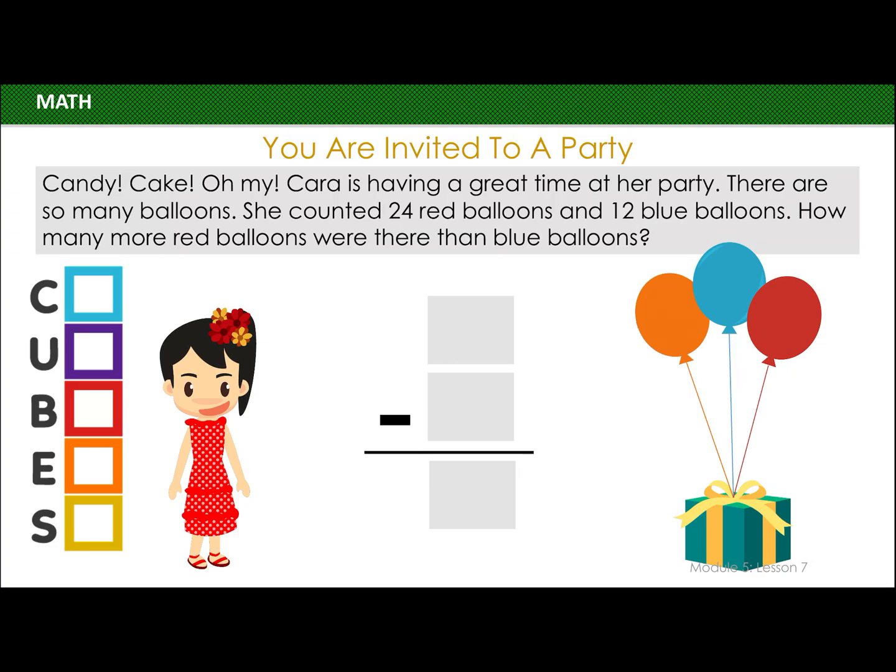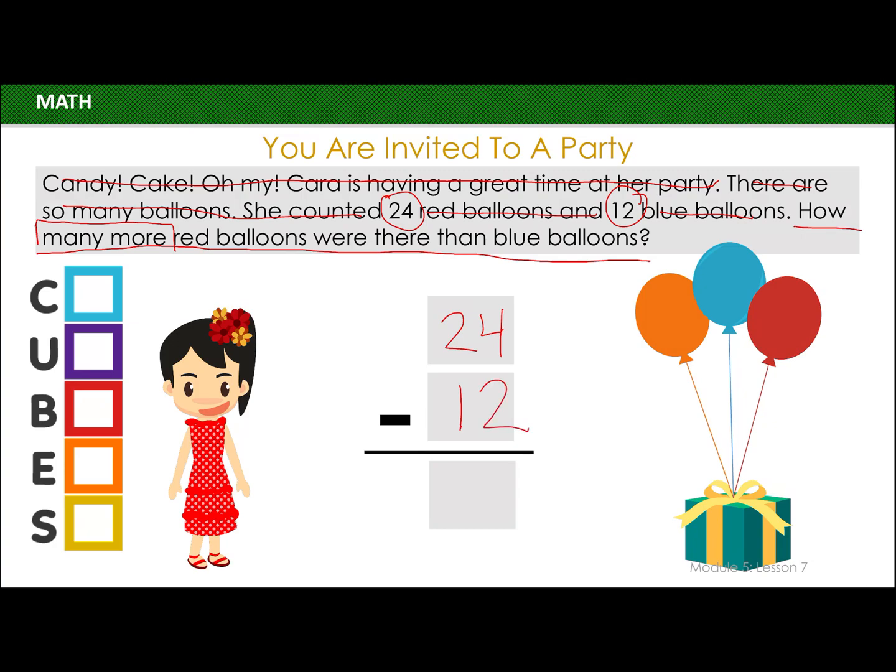So I start with my circling of my numbers, 24 and 12. I underline my question. I box my math words, many more, and I eliminate the rest. That many more tells me that we are going to be subtracting, because I'm finding how many more red balloons there are than blue balloons. So my bigger number goes on top, so that is 24 minus 12.